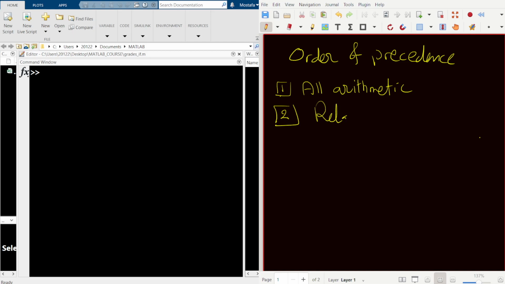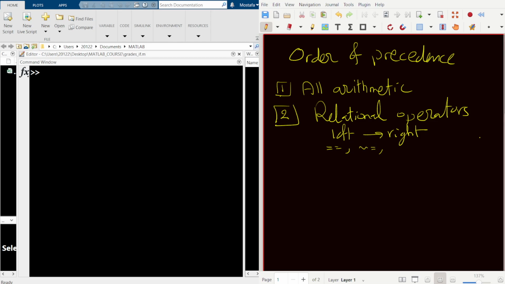So relational operators, and this actually goes from left to right. So remember, what are the relational operators? The checking equality, checking not equal, greater than or equal, less than or equal. And then the third priority is for the tildes. Remember, tilde is the not operator, so this is a logical operator.